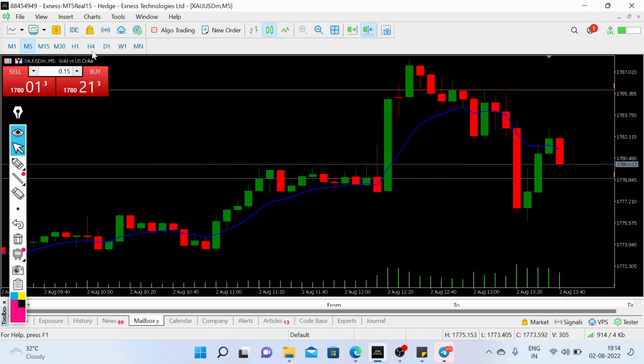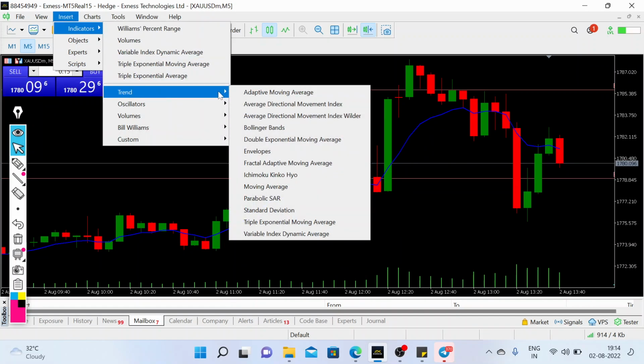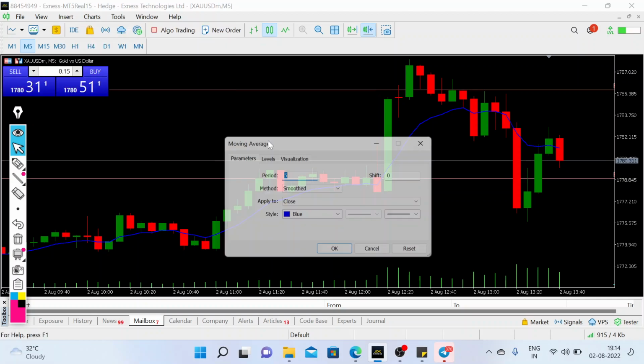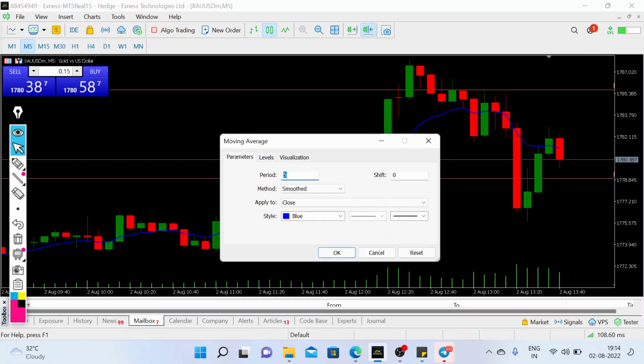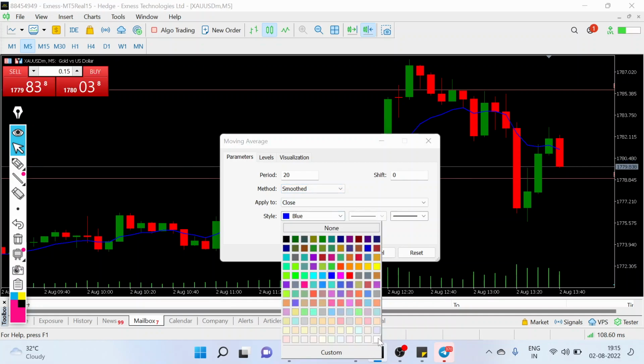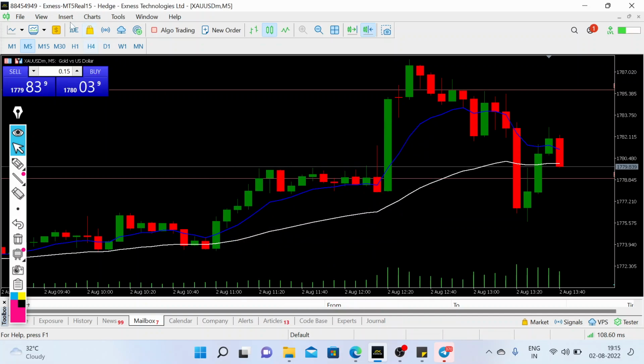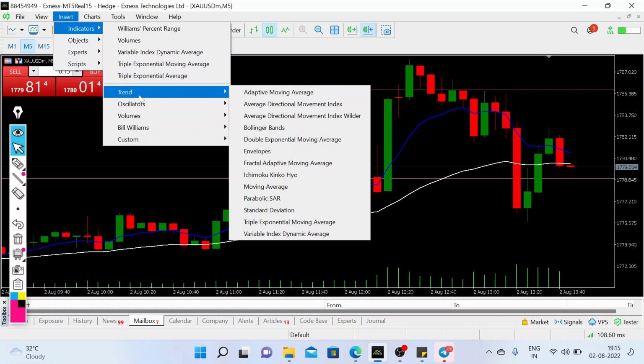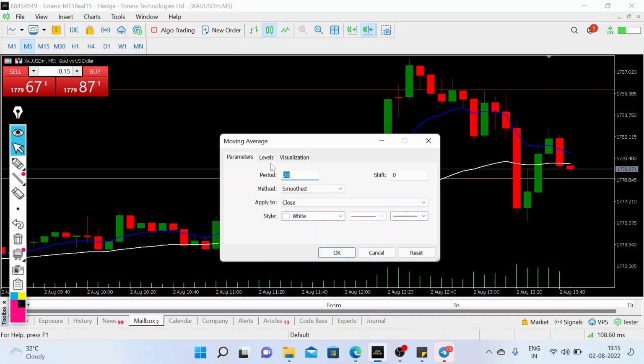Okay, the next one that we need is another moving average. You have to follow the same method and choose 20 period, and this one should also be a smoothed moving average. The color I'm going to choose for 20 is white. And the third one that you need is the 144 period moving average. This one will be different, and this is the linear weighted moving average. I'm coloring it red.